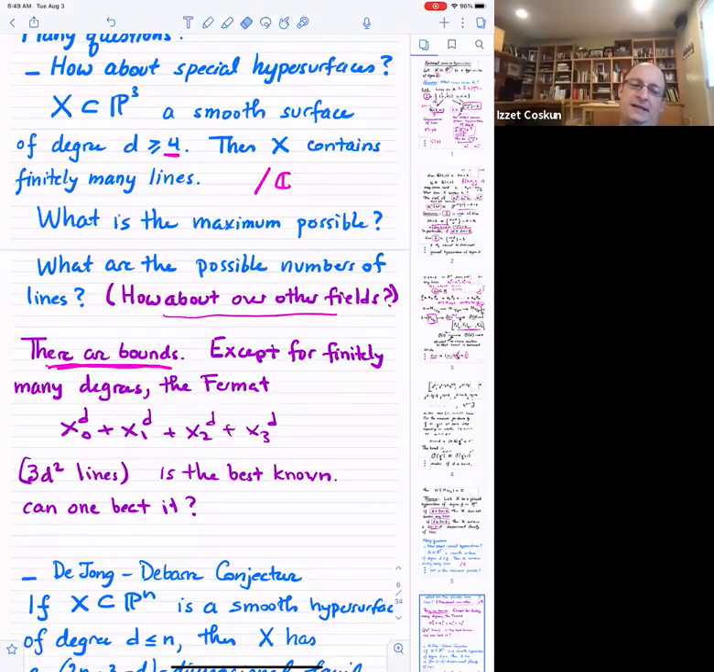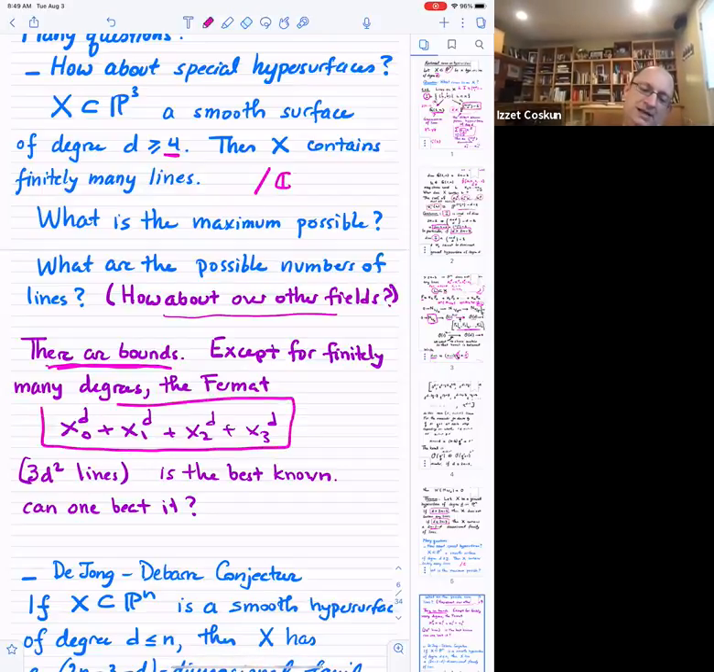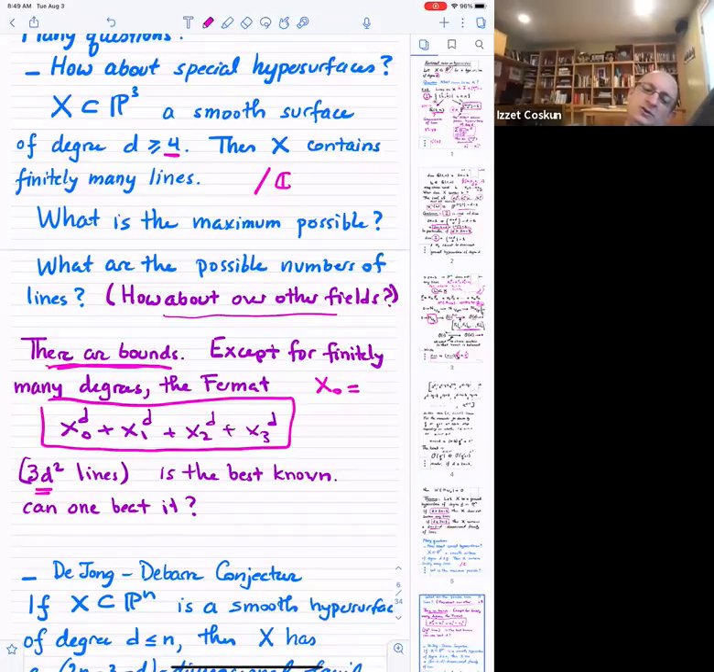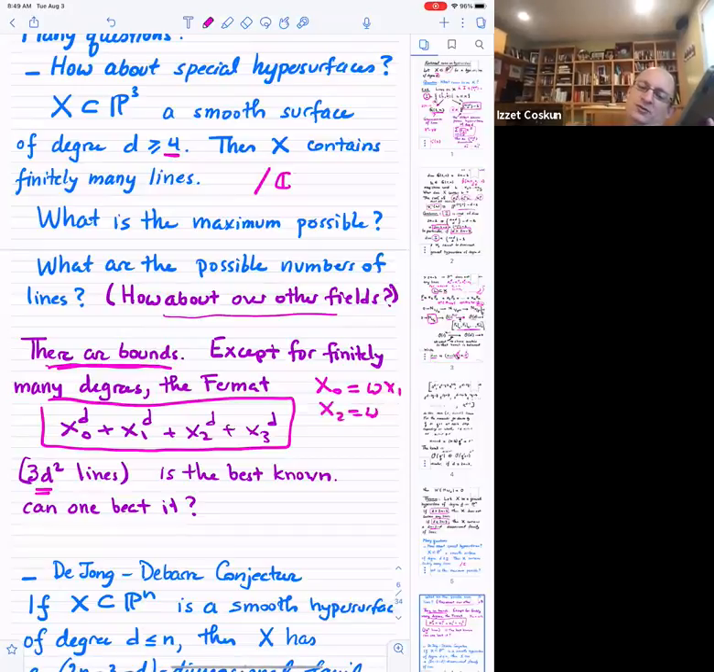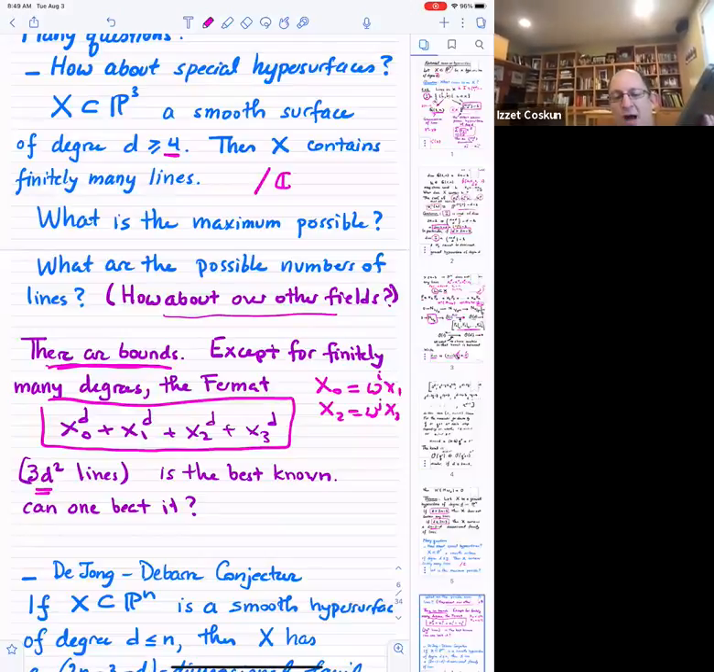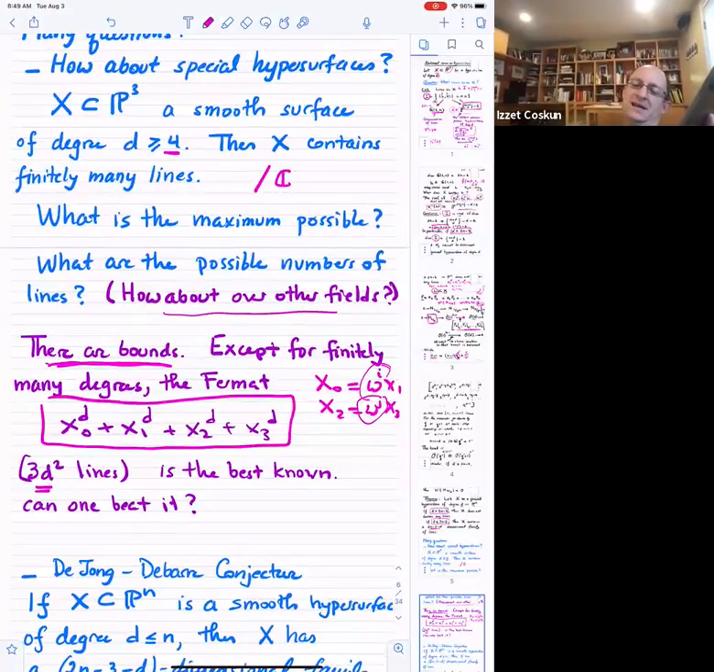But except for finitely many degrees, the Fermat surface, which has this equation, x0 to the d plus x1 to the d plus x2 to the d plus x3 to the d, which has also 3d squared lines, is the best known. What you can do is you can send x0 to a dth root of unity times minus x1, and x2 to a dth root of unity times x3. And then, you have d choices for what this is, d choices for that, you get d squared, and then, you can swap the indices, right? So you get 3d squared lines.